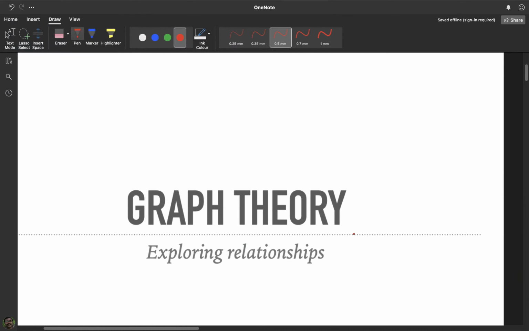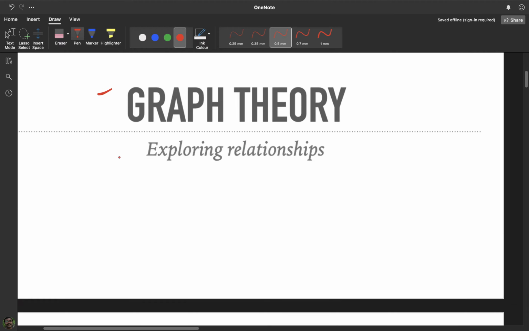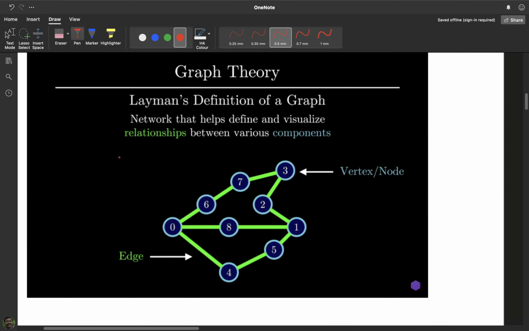Hi, today is our first lecture on graph theory. Graph theory, as the name suggests, is the study of graphs. So, what is a graph? In layman's terms, a graph is basically a visual aid to visualize relationships between various components. That's the basic idea of a graph.